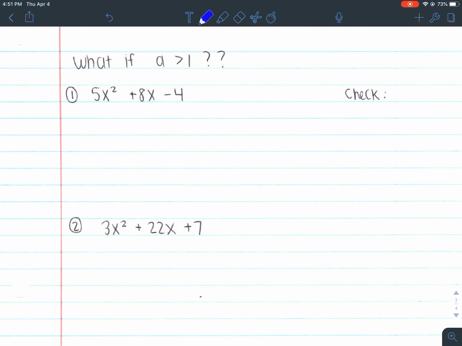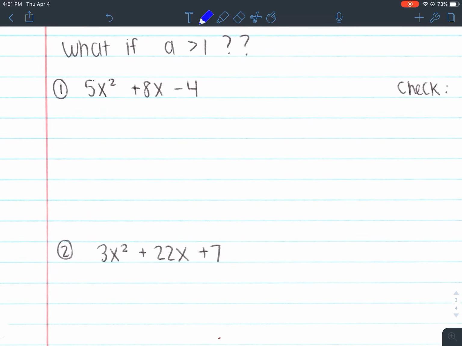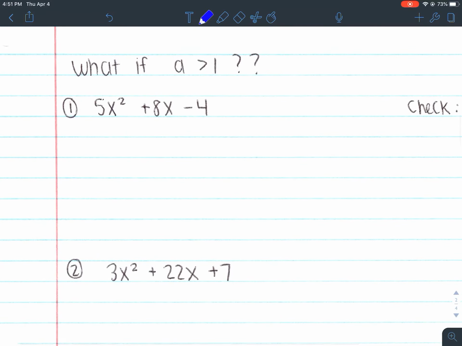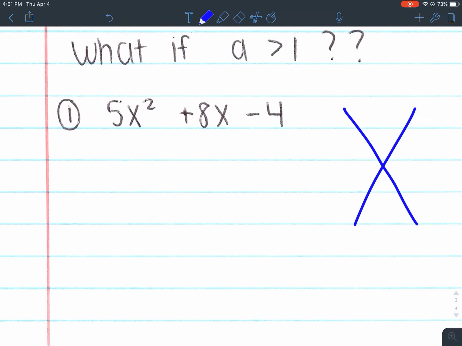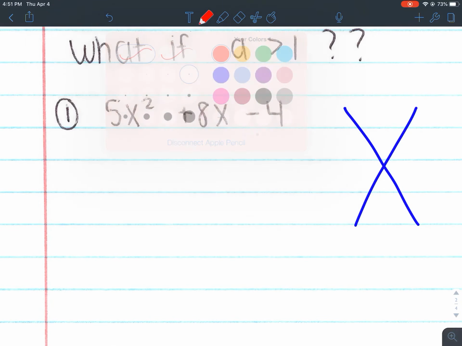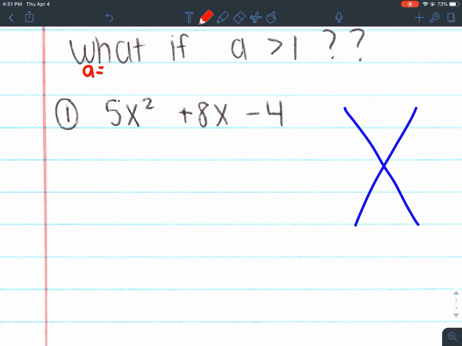What's different? Not really that much. So again, first step you always do, check for a GCF. Do I have one? I do not. So again, you're going to do AC method. A times C, okay? So let's identify our A, B, and C here. So A is going to be what here? It's 5. B is 8, and C is negative 4, okay? So AC method, A times C, right? 5 times negative 4. That's going to give me negative 20.